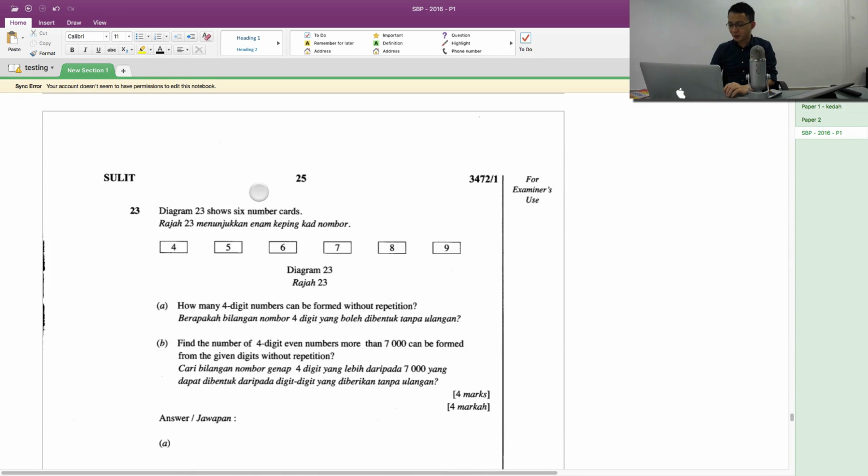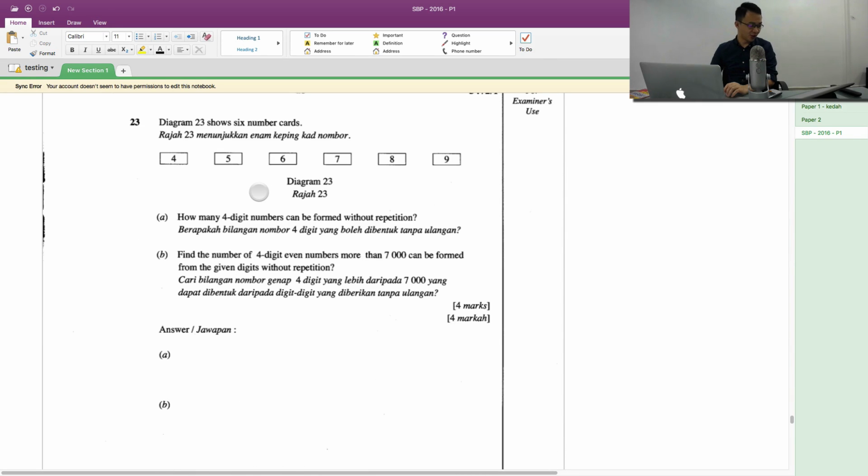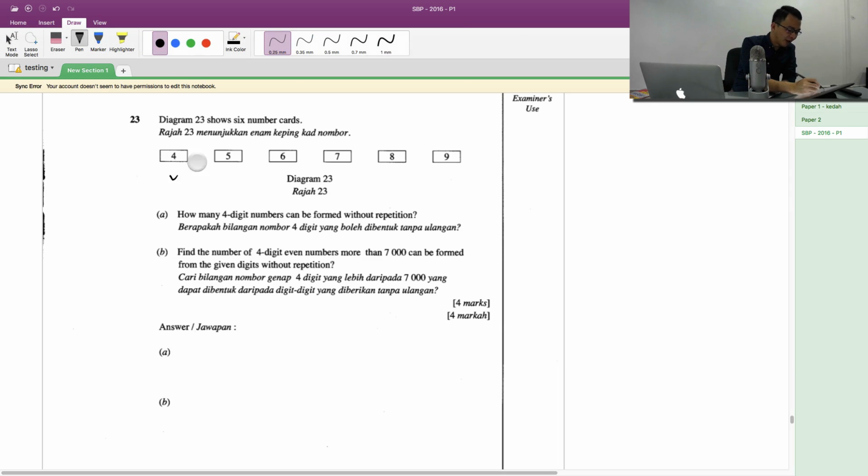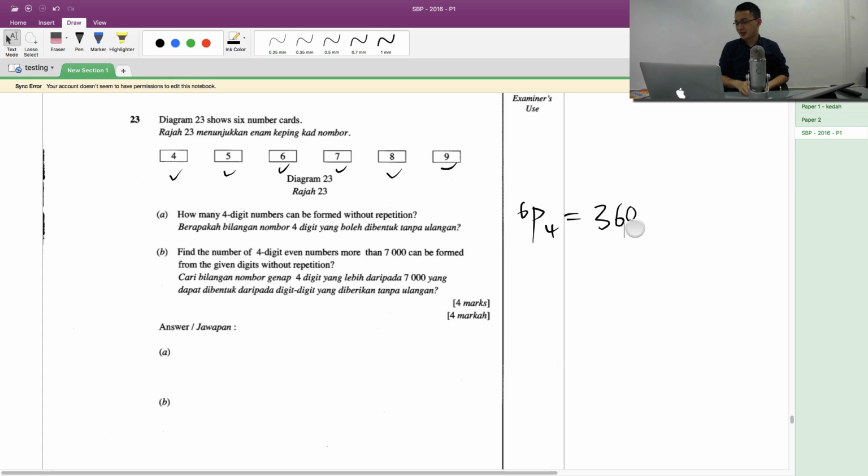Okay, if no problem, we're going to move on to question 23. How many 4-digit numbers can be formed without repetition? How many numbers do we have here? 1, 2, 3, 4, 5, 6. With 6 numbers you want to form a 4-digit number, so it is 6P4. That means from 6 digits you choose 4. Why do I use P? Because this is a digit number, where arrangement is very important. So 6P4 is 360. It's very easy.